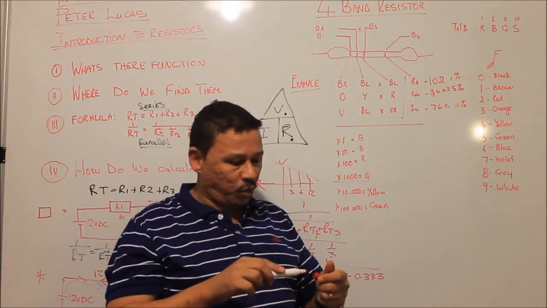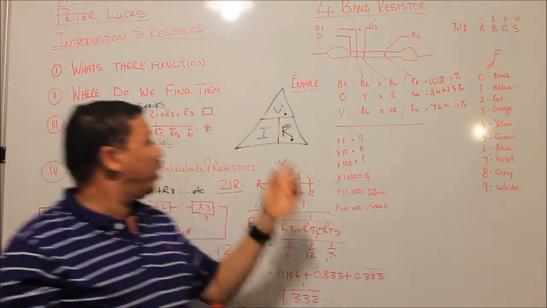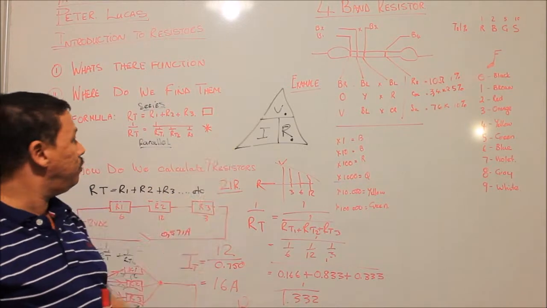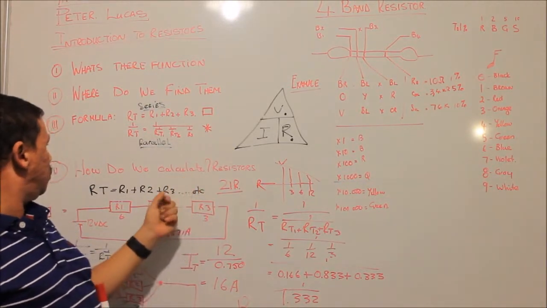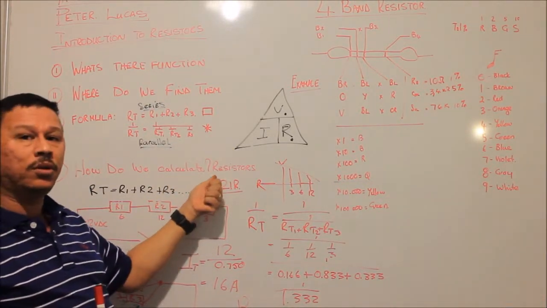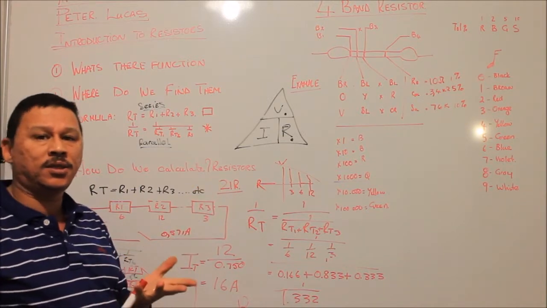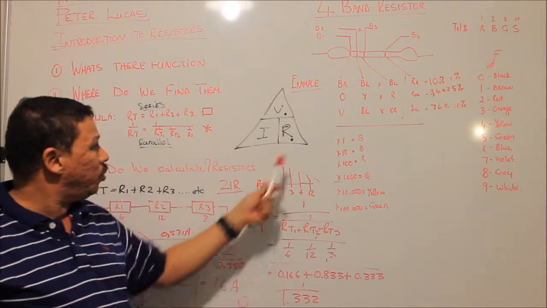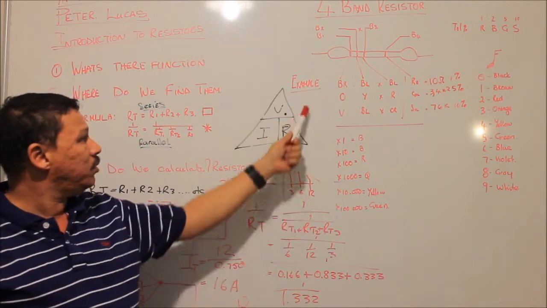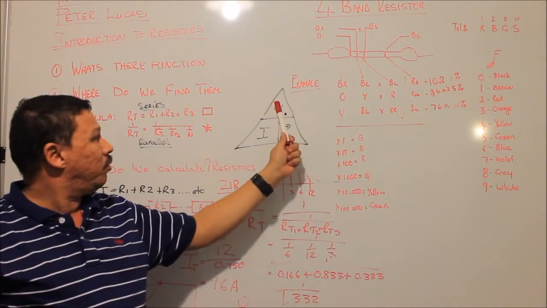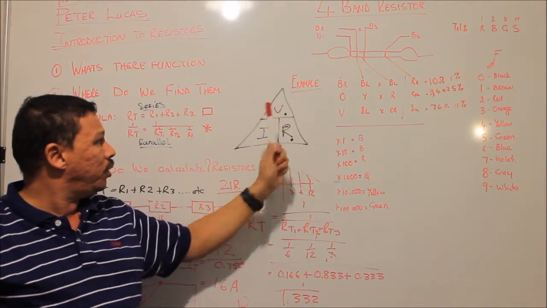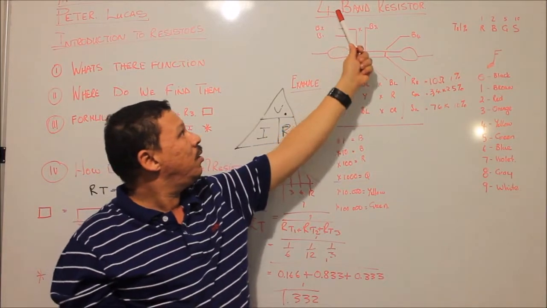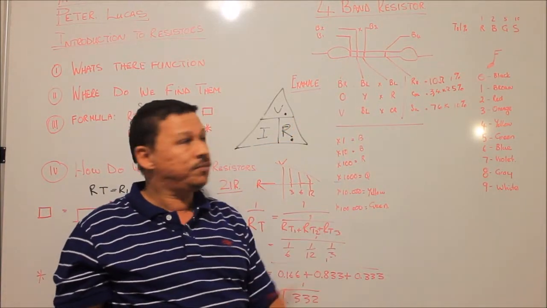Let's do a recap of what we've learned today. We've learned about the function of a resistor. We've learned about where we find them. We've also listened to an explanation of how to calculate resistors in a series circuit as well as a parallel circuit. And then finally we've also learned a formula called Ohm's formula. And then the last part is a 4-band resistor calculation.